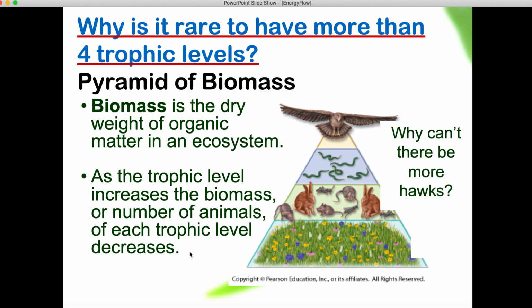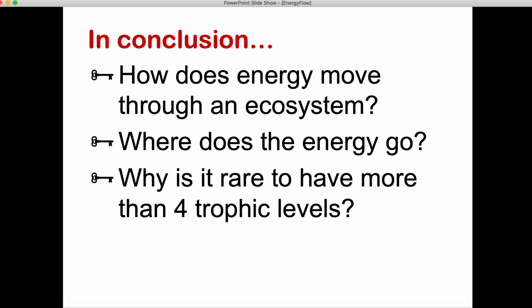So why can't there be many hawks? Because as I've said many times now, there's not enough energy. So how does energy move? Through a food chain. Where does the energy go? Well, 90% is lost as heat, 10% moves on. And why is it rare to have more than 4 trophic levels? There's just not enough energy to get passed on.